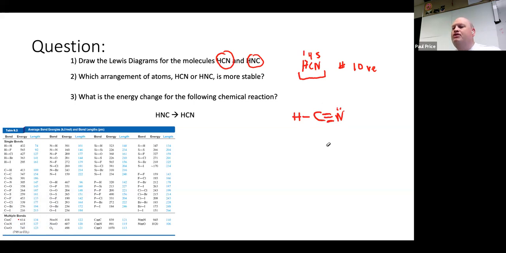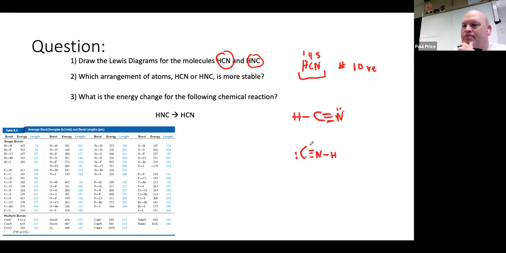Now, what I want to do right now is for HNC, the structure is exactly the same. We're not going to walk through the entire process for HNC, but all that's going to happen in HNC is the triple bond is maintained, but the hydrogen now bonds to the nitrogen and the carbon has the unshared pair. So this is hydrogen cyanide, and this is an isomer of hydrogen cyanide, which has the H and the N.